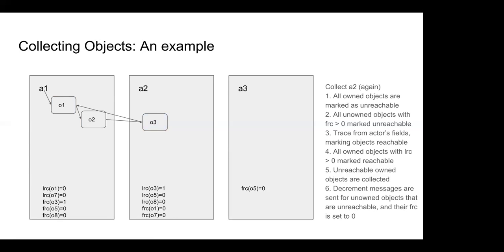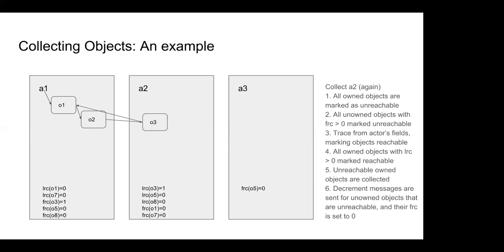And so now we're left with the objects that are reachable. A3 doesn't have any reachable objects. It's kind of living on its own there. A2 still owns object O3, and because that's part of the cycle of objects here, it remains alive. But all the other unreachable objects have now been collected.